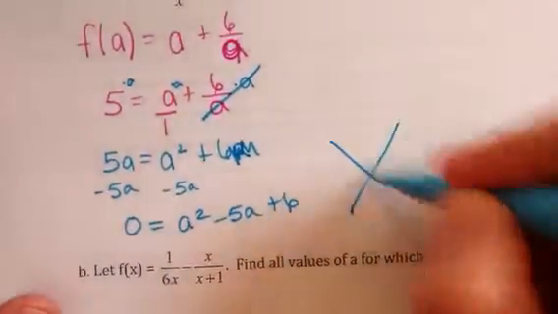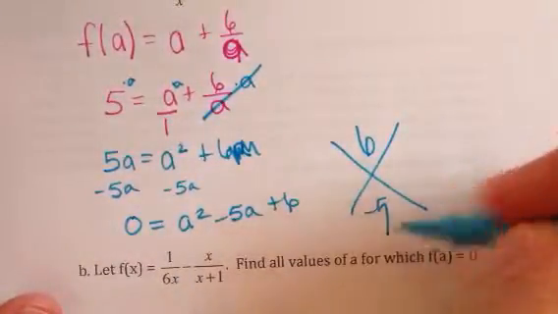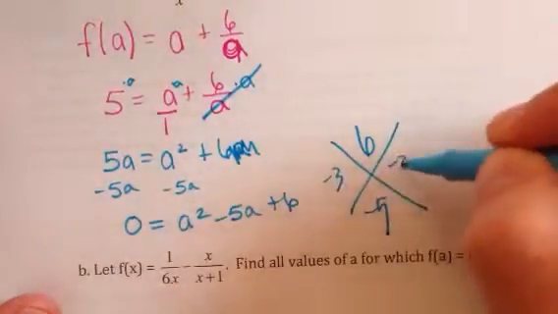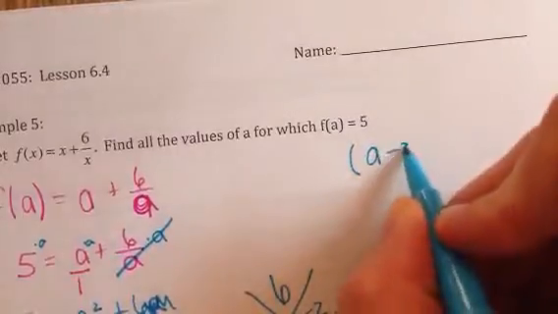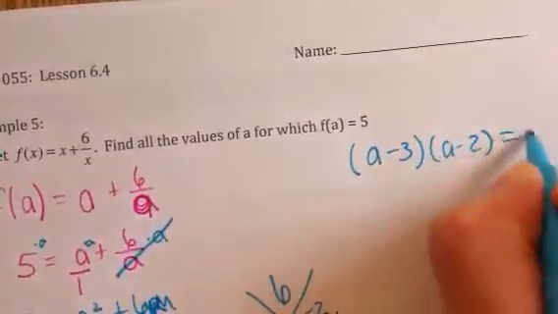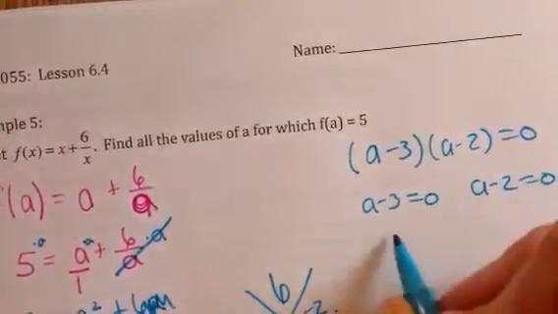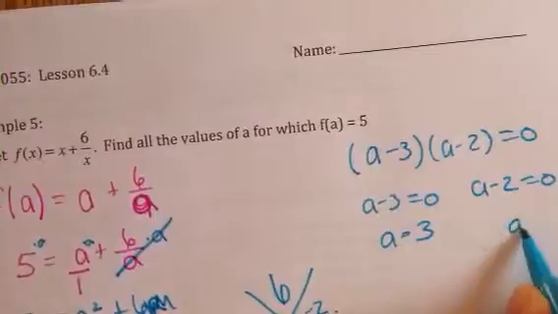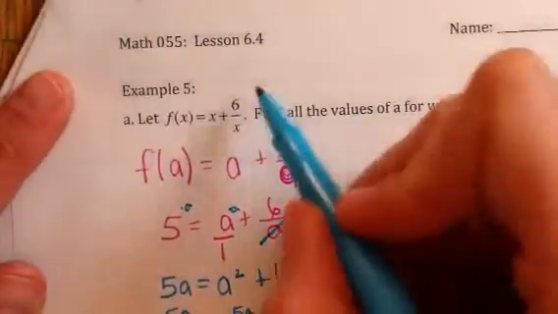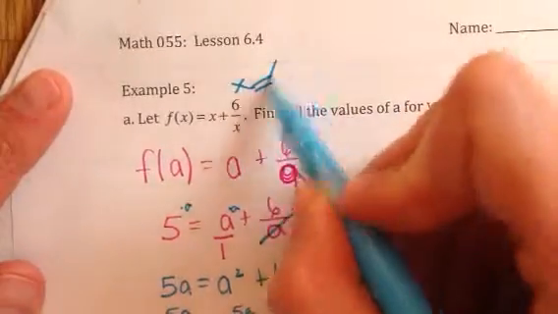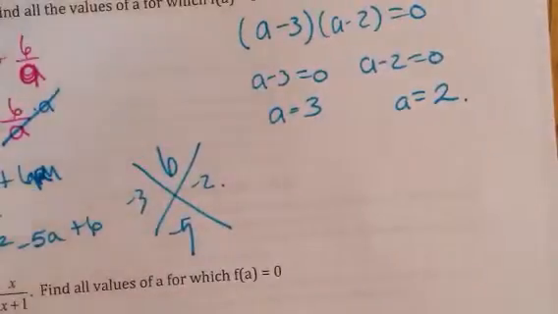We need to factor it. So we make our little x. Factors of 6 that sum to give us negative 5. We would be looking at negative 3 and negative 2. So we would have a minus 3 times a minus 2 equaling 0. So a minus 3 equals 0, a minus 2 equals 0, a would equal 3, and a would equal 2. Our restrictions would just be we can't divide by 0, so therefore x could not equal 0, or a could not equal 0. So either one of these could be a possibility.